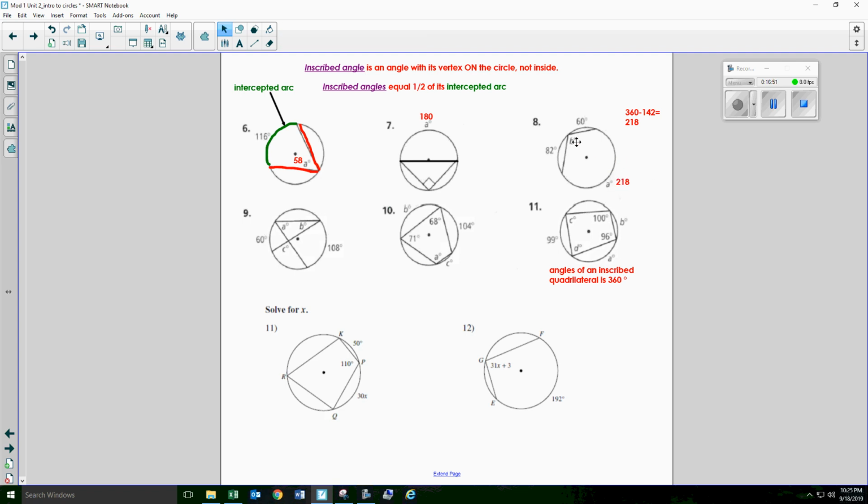Okay, well, remember this is called an inscribed angle. The inscribed angle is half of its arc, and its arc goes from here all the way to there. That's the A, 218. So what's half of 218? 109. So B is 109. Okay, let's go over here to number 9. Again, I have this arc is 60 degrees, so that tells me its inscribed angle is 30 degrees. So B is 30. Again, I have an arc right here, which creates this angle. So the arc is 108. Half of 108 is 54. So A is 54.